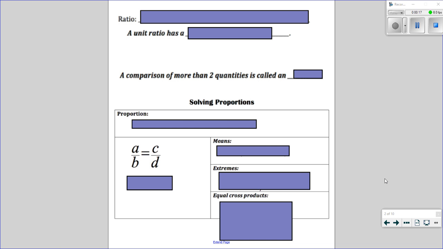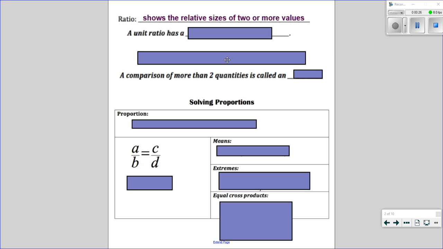So before we do any work dealing with proportions and ratio, we need to know the definition. A ratio shows the relative sizes of two or more values. And the unit ratio has a denominator of 1. So unit ratio is, I would say, your starting point. Like for every $1, you can get 3 oranges. And then you set up a proportion to show, okay, how many oranges would I get with $2?